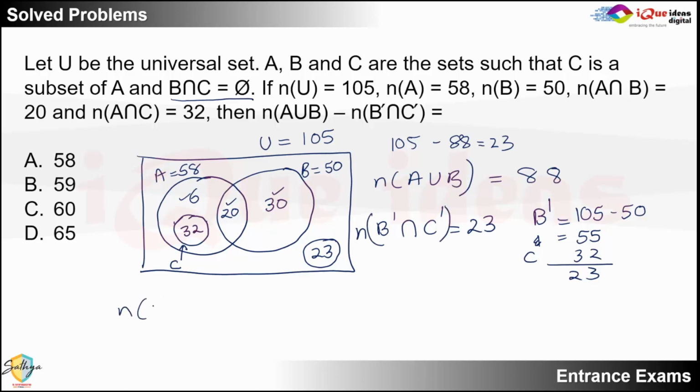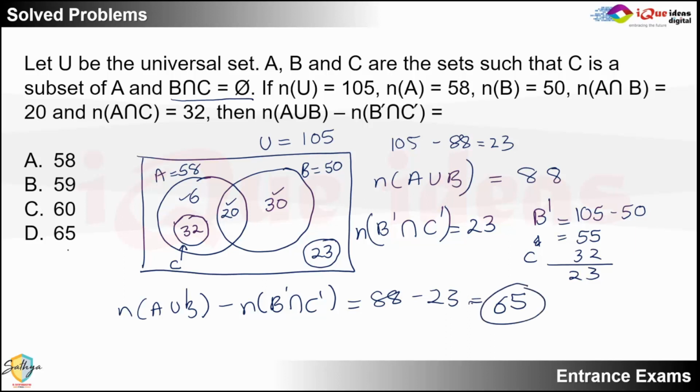So the number of elements in A union B minus the number of elements in B complement intersection C complement is 88 minus 23, which comes out to a total of 65. Option D, 65, is the answer which I am looking for.